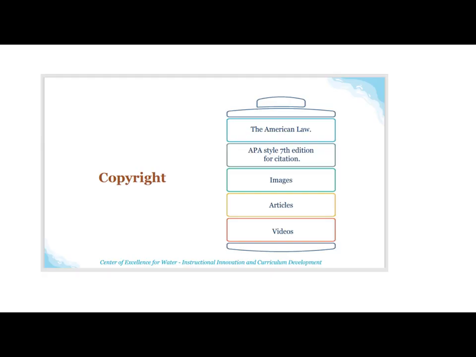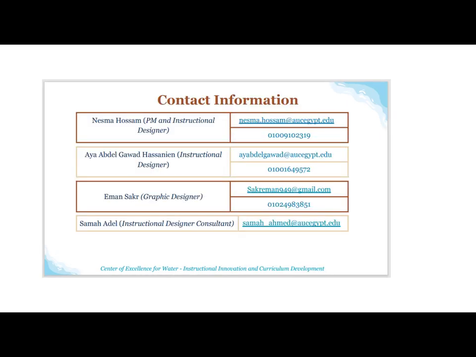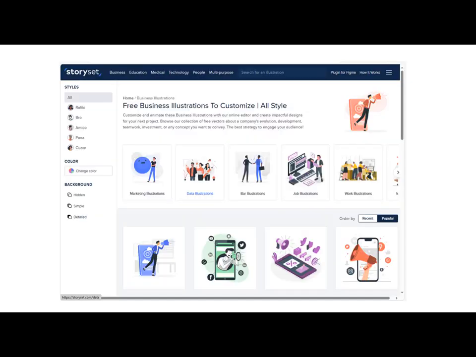The copyright nightmare is another important issue, especially working with Americans, because the copyright, we have the American law, we have with respect to citation, we have the APA style, we have images, articles and videos, and these are the people we communicate with when we have problems with copyright. And this is an advice for free business illustration.